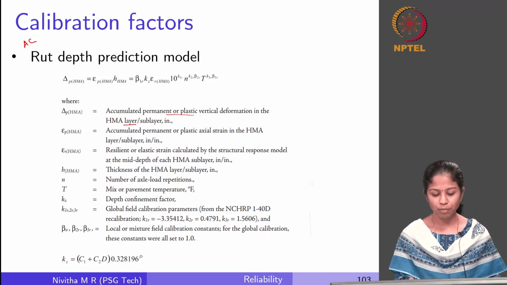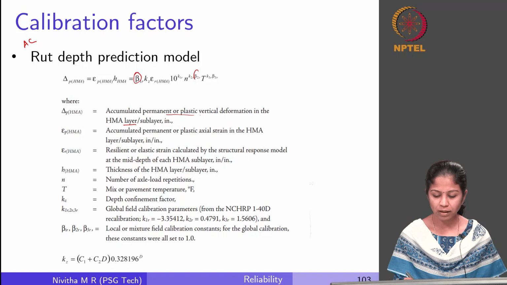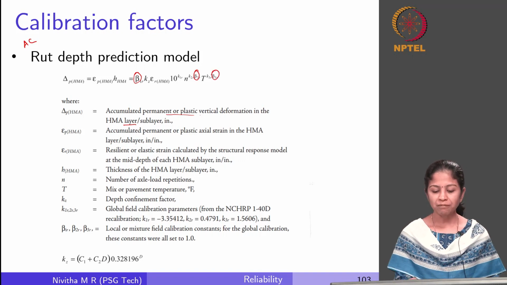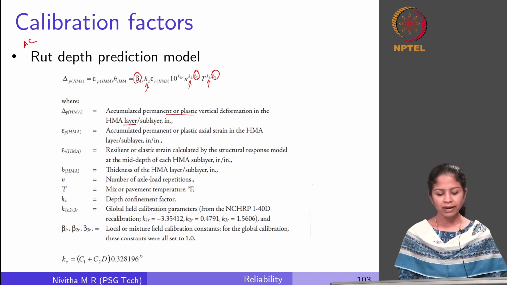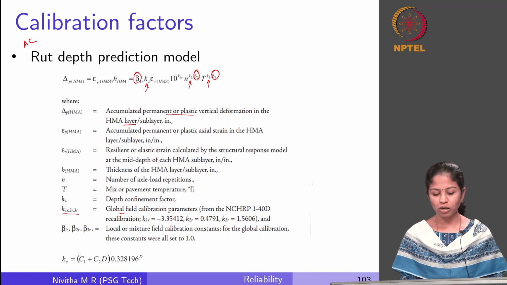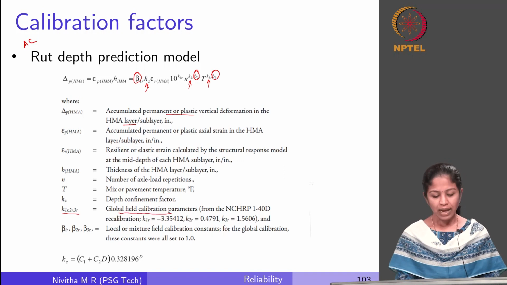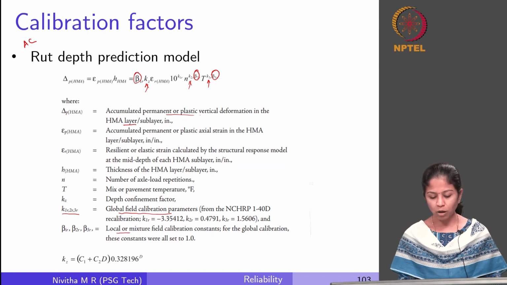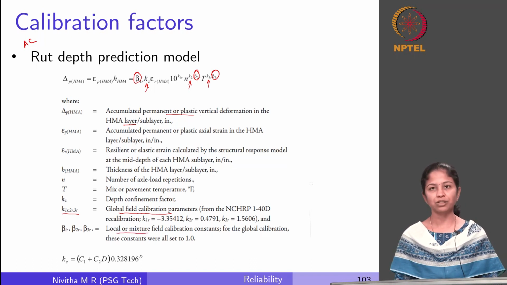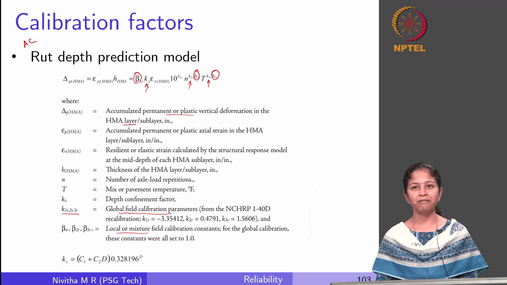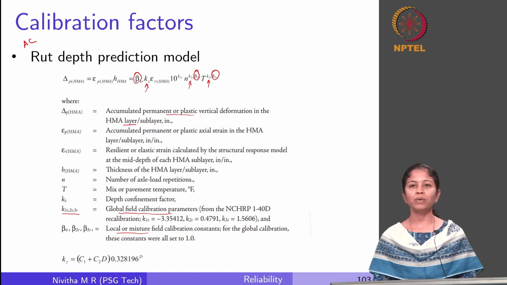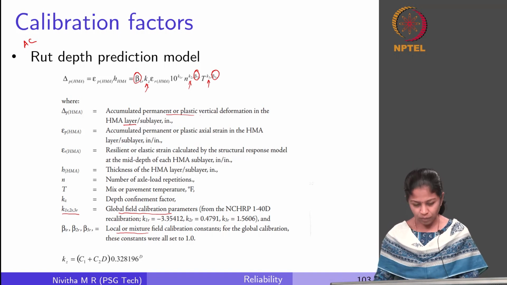So, you can see here it has a number of parameters which are listed here. You can see 3 betas, beta 1R, beta 2R and beta 3R, and we have 3 constants K1R, K2R and K3R, right. So, these K1, K2, K3 are called global field calibration parameters, and beta 1, beta 2, beta 3 are local or mixture field calibration constants. So, these are some constants which are used in this equation, and these constants can be varied for any other location, and that is how we take into account the site specific conditions in the model. So, let us see how they are defined.